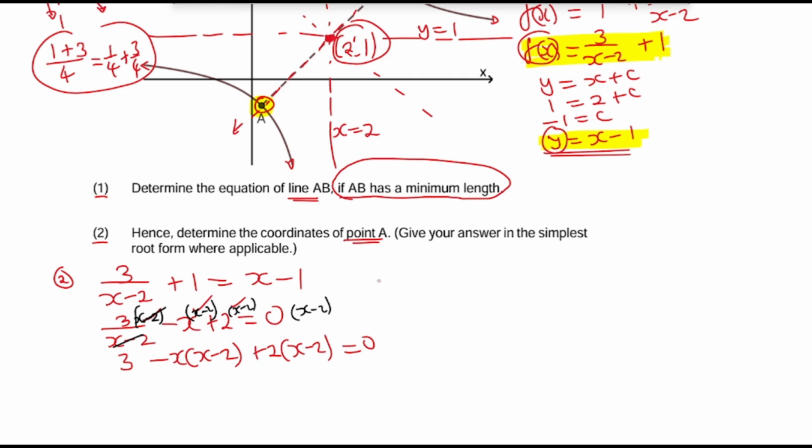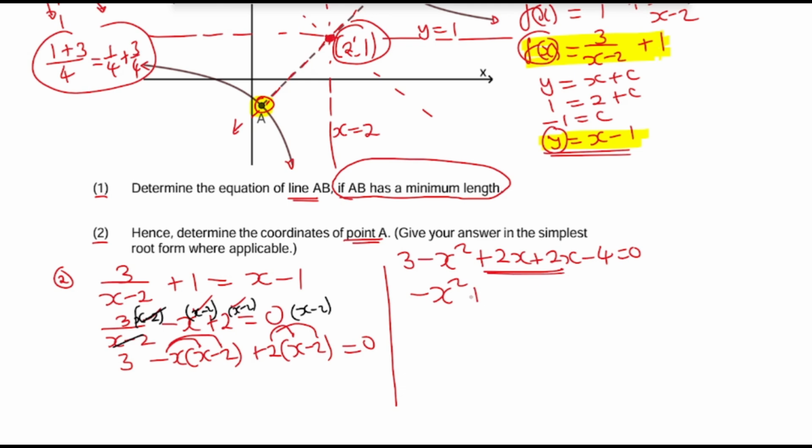Okay, let's remove the brackets. What do you get? You get your 3, negative x squared plus 2x. We're distributing negative x here. And then plus, we distribute 2, so it becomes plus 2x, and then minus 4 is equal to 0. Let's get our standard form. Negative x squared, and then 2x plus 2x, that is plus 4x. And then 3 minus 4, that is negative 1, is equal to 0. You can use the quadratic formula as it is, but sometimes I prefer just multiplying everything by negative 1. So it becomes x squared minus 4x plus 1 is equal to 0.